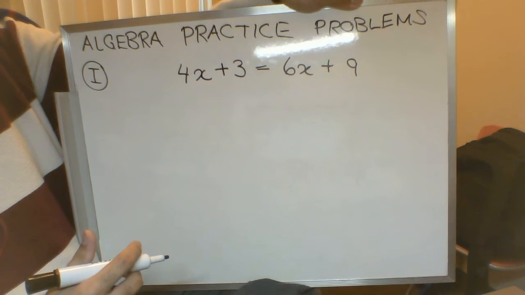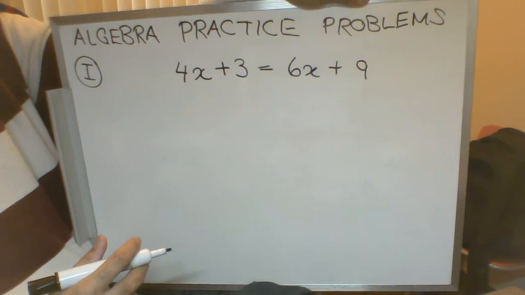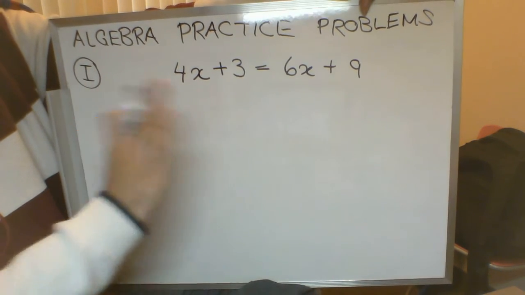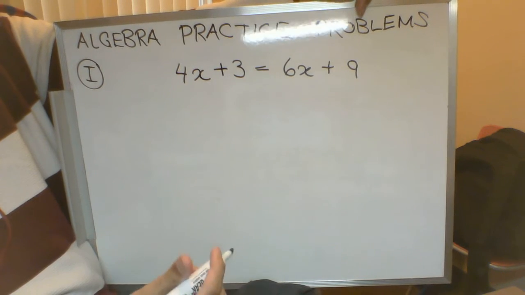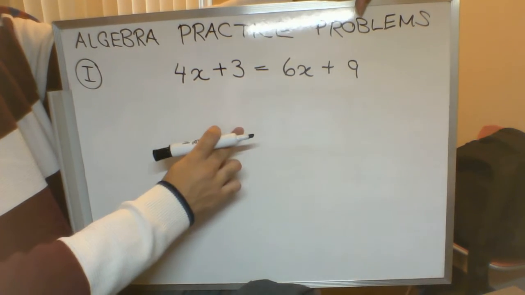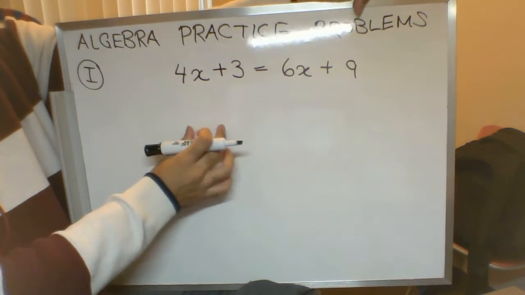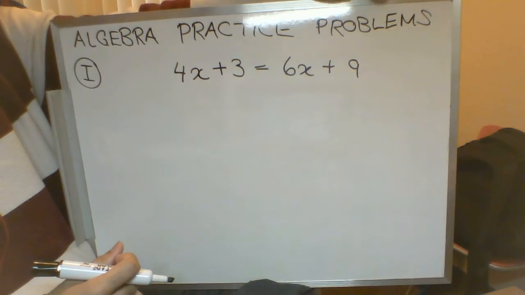To do that, let's follow the procedure that we got down a couple of lessons ago, which was to get all of the terms with variables on one side of the equal sign. It's your call if you want to bring the 6x to the left and make it a negative, or take the 4x to the right and make that a negative.